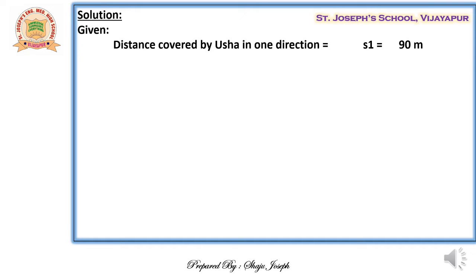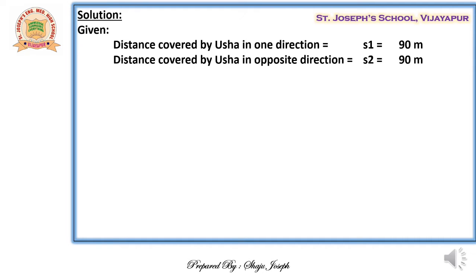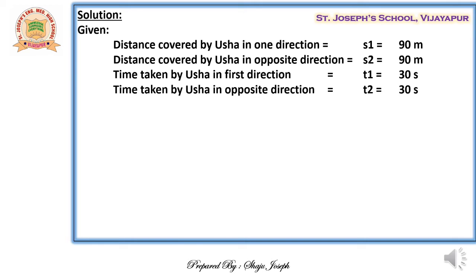distance covered by Usha in one direction, that is initial distance covered is S1, which is 90 meters, the length of the pool. Again, distance covered by Usha in the opposite direction, let us call it S2, the final distance, that is 90 meters. Then time taken by Usha in the first direction, let us assume it is 30 seconds, and time taken in the opposite direction is also 30 seconds, that is T2.